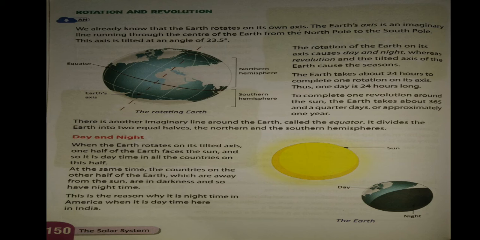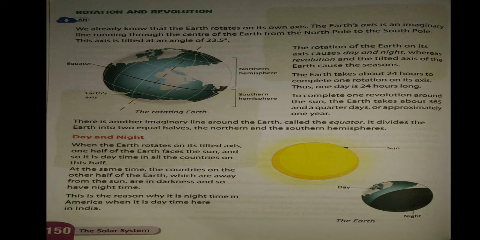The Earth takes about 24 hours to complete one rotation on its axis. Thus, one day is 24 hours long. And to complete one revolution around the Sun, the Earth takes about 365 and a quarter days, or approximately 1 year. So there is another imaginary line around the Earth called the equator. It divides the Earth into two equal halves, the northern and the southern hemispheres.